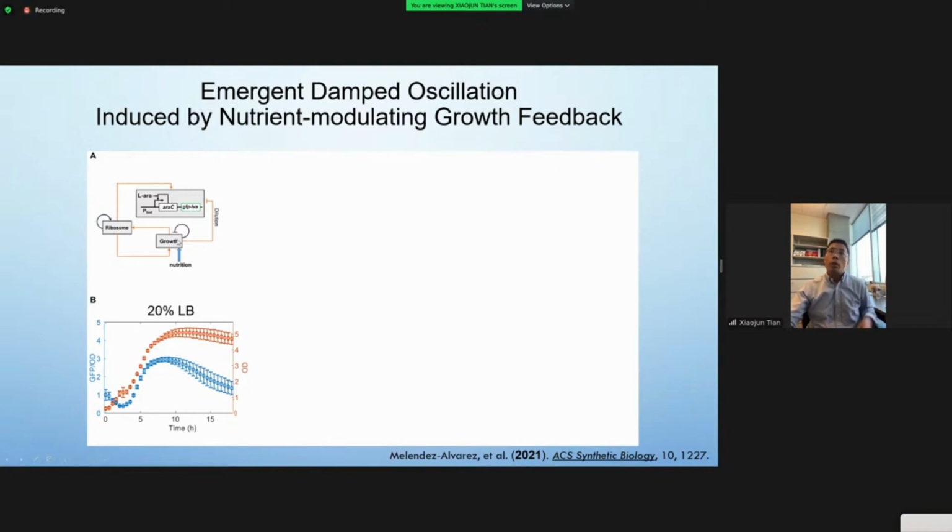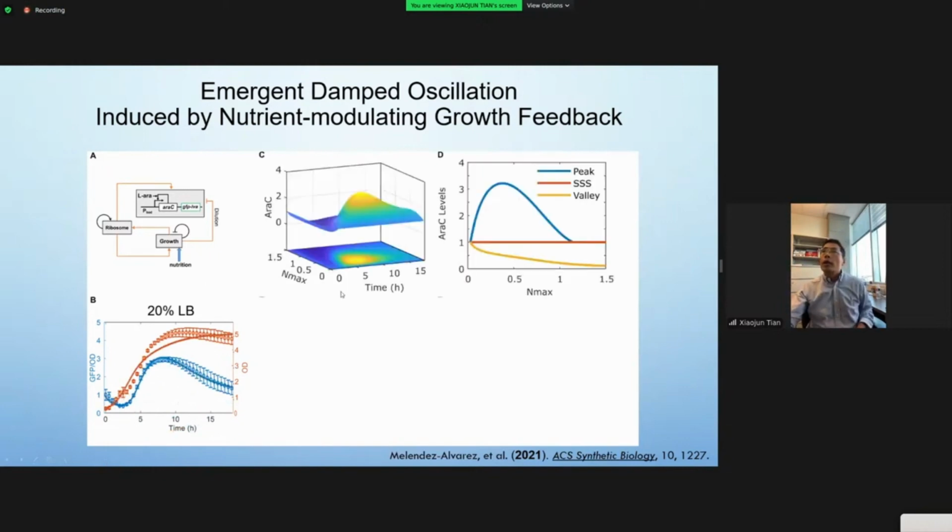The production of the ribosome will depend on the cell growth, because when the cell grows fast, the cell will produce more and more ribosomes for all of the transcription and translation necessary for cell growth, right? But the ribosome will be used by the circuit and also by the growth. And of course, we have the dilution from the cell growth. We use this model, and we can fit the data pretty well.